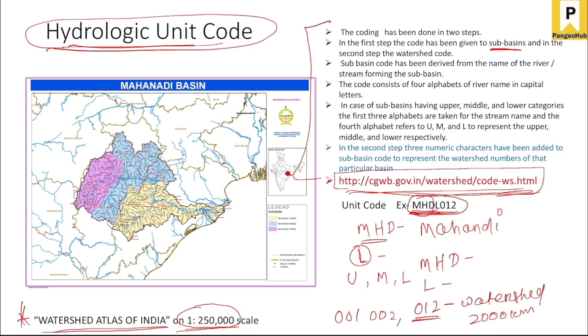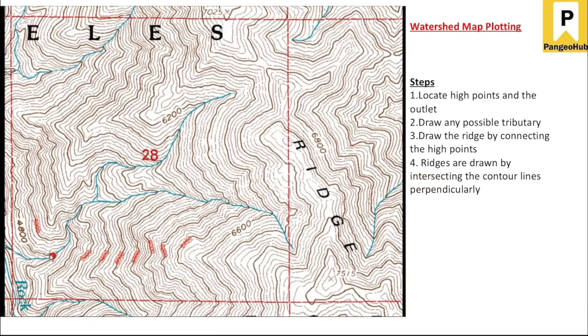Some larger scale maps are taken in case you are going to plan some particular area, like when planning of a dam is going on, or planning of some river rejuvenation program is required. Then we can take the help of a larger scale map. Generally, the watershed system of India is classified on this scale. So here it is showing the watershed map plotting.